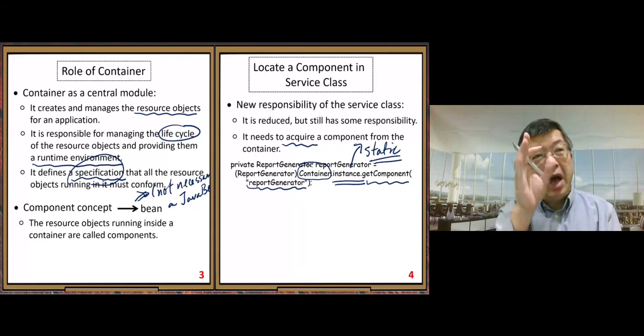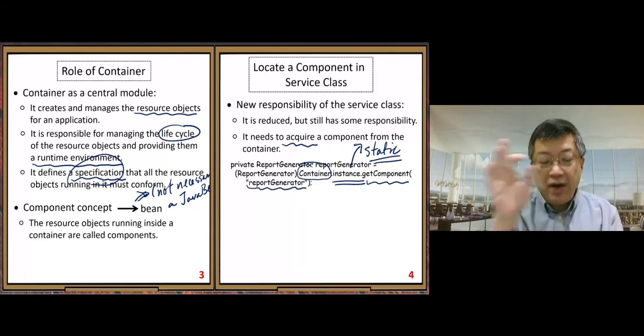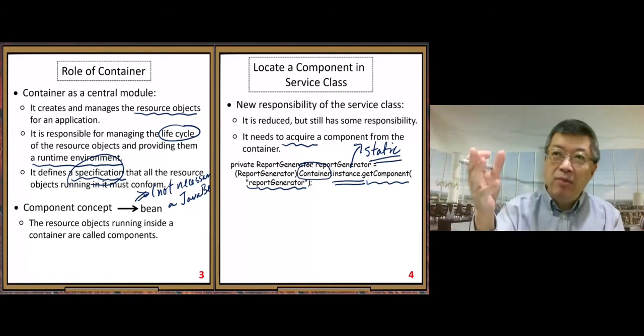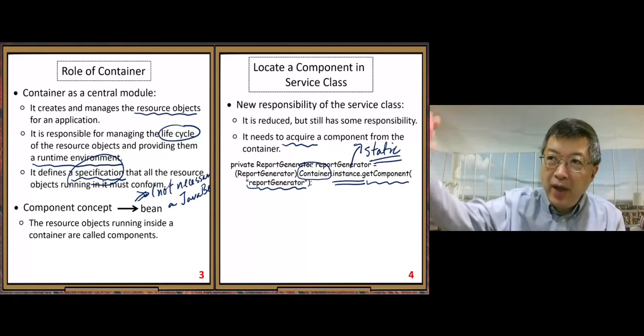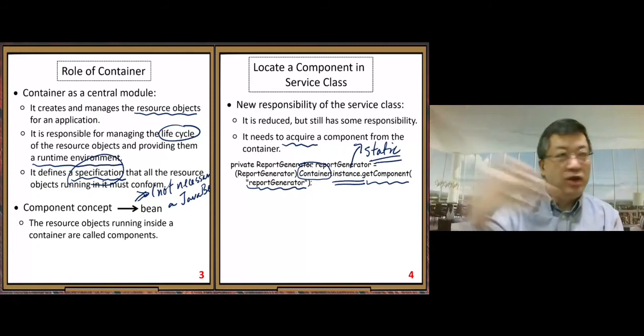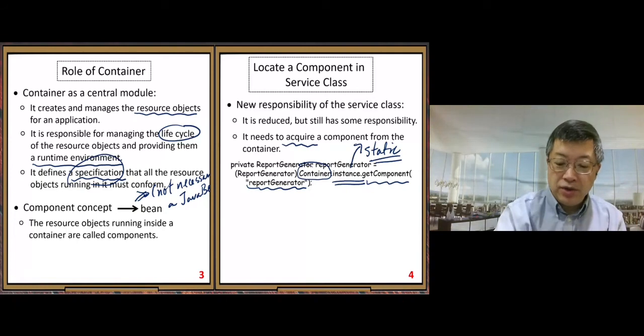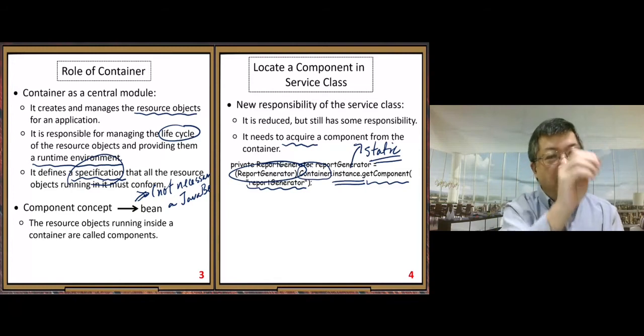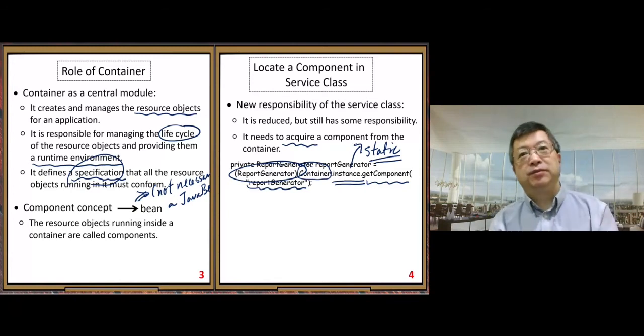Each object must have a name. Right? Here we call it report generator object. Name. Okay? So then get component by its name, then that object is returned. Right? That object is returned. But you still need to do casting to make it the right format of your business object.